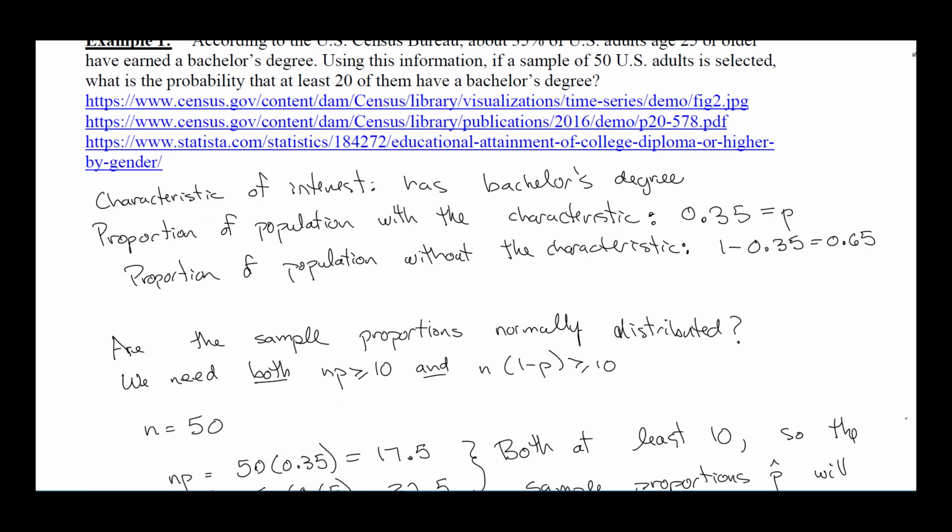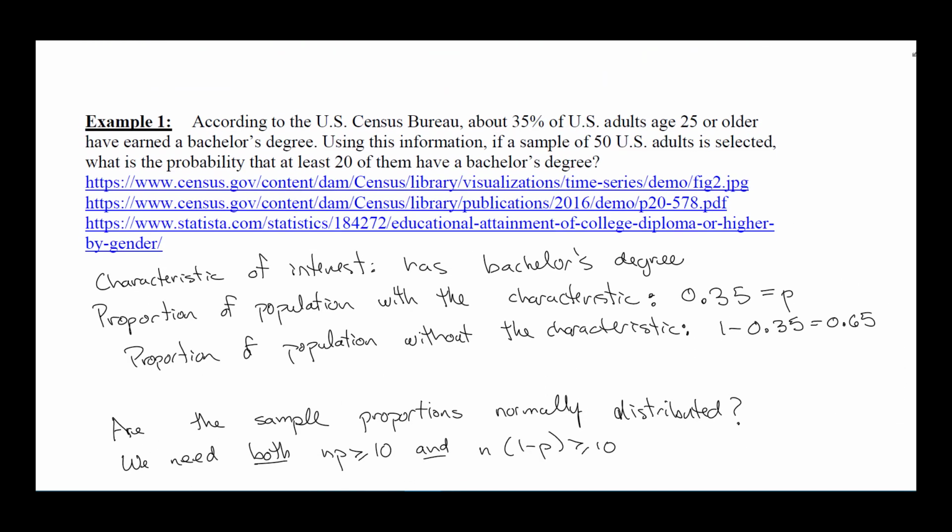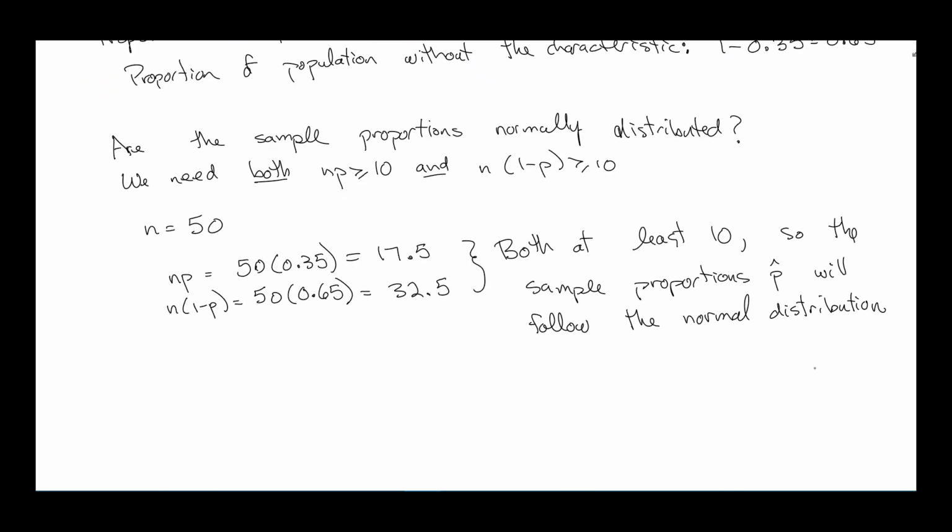So now what we're going to do is, let me look back at our problem here. So a sample of 50 adults is selected, and they're asking what's the probability that at least 20 of them have a bachelor's degree. So that means we need to calculate our sample proportion. Okay. So this is the sample proportion that we care about. Okay. So this is our p-hat for our problem. So my p-hat is going to be x over n, so that's 20 over our 50, which is 0.4.